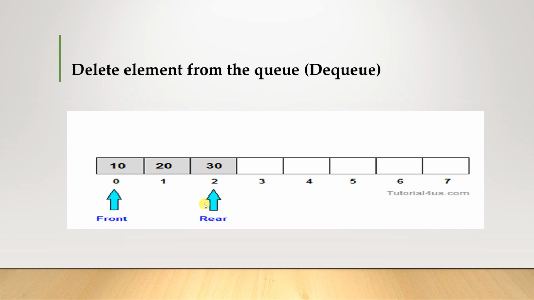To perform the deletion operation, the element must be deleted through the end called the front end. As you can see here, already 3 items have been placed: 10, 20 and 30. So already 3 elements exist in the queue. Now if I apply the deletion operation to this queue, what happens? The front element will be deleted first. As you can see in the diagram, the beginning index front is indicating the 0th index.